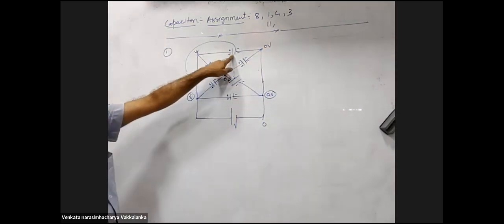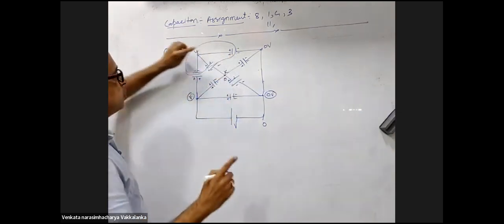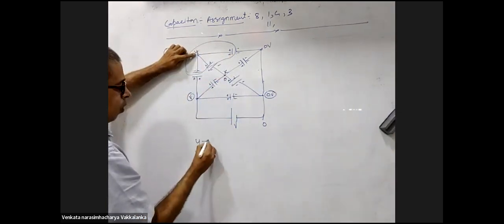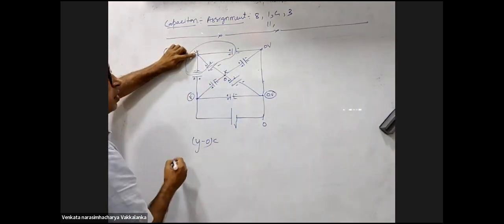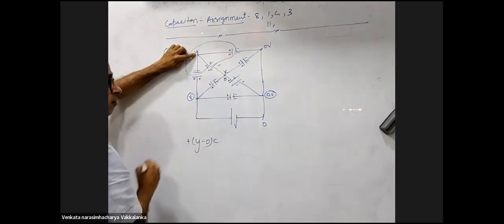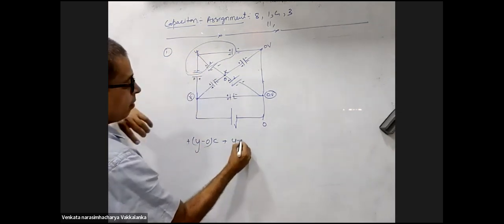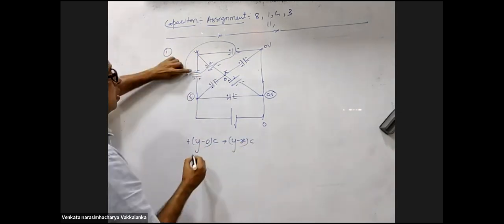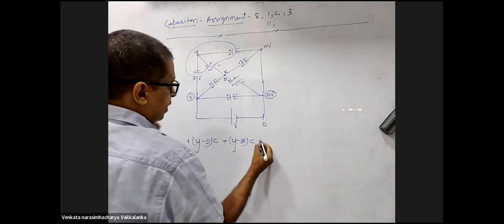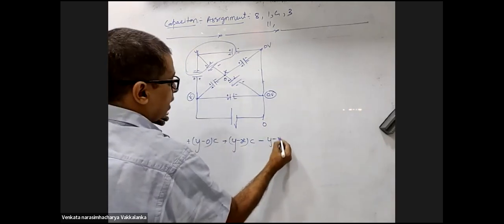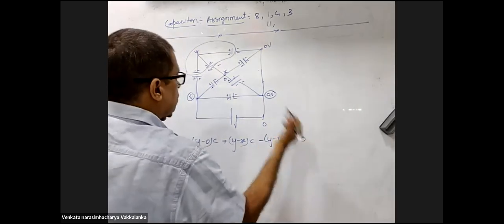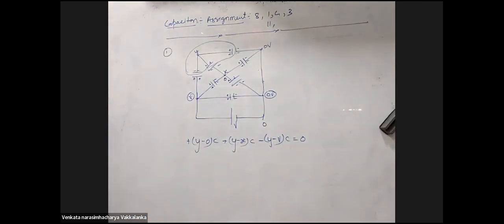Now, charge on this plate is plus Q. How much is that charge? Y minus 0, the potential difference, into C. Plus, the charge on this plate is Y minus X into C. Charge on this plate is minus of V minus Y into C. Sum total should be 0. Are you convinced with the first equation? Yes, sir.